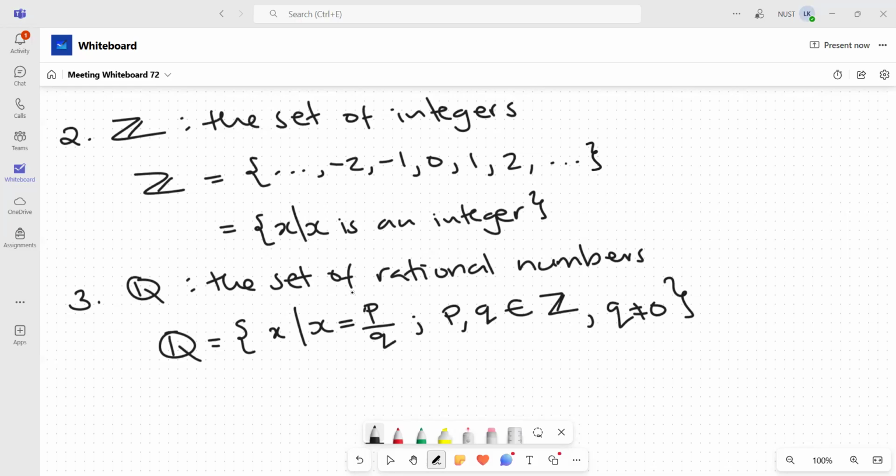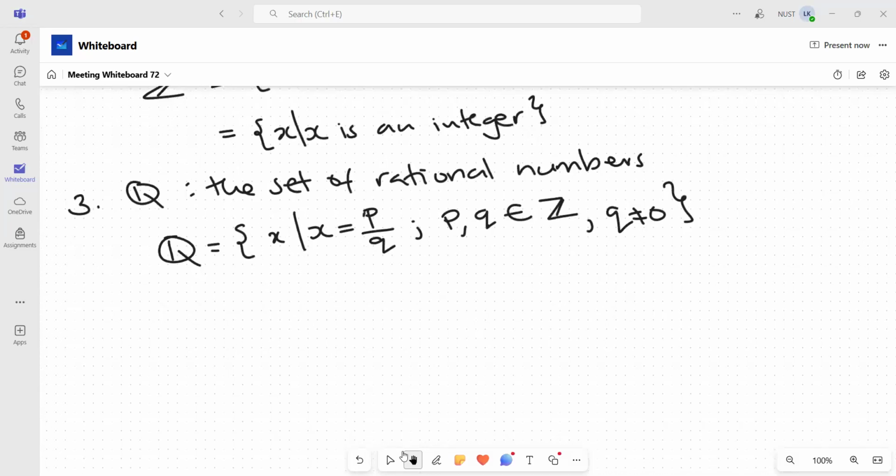Then the next set is the set of real numbers.